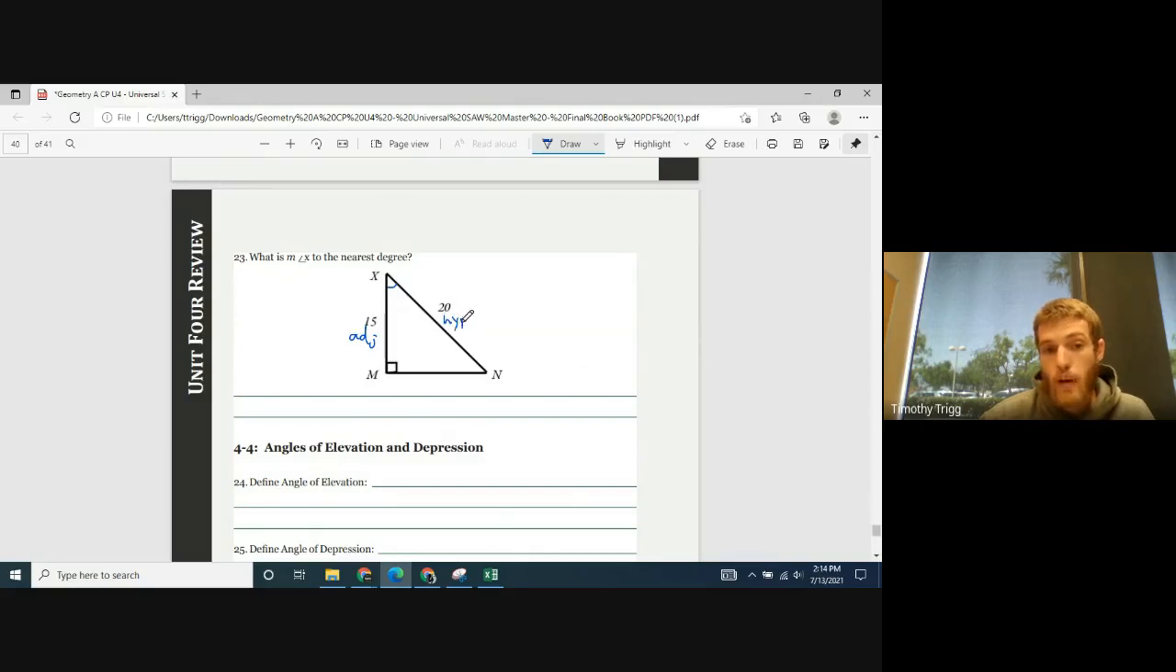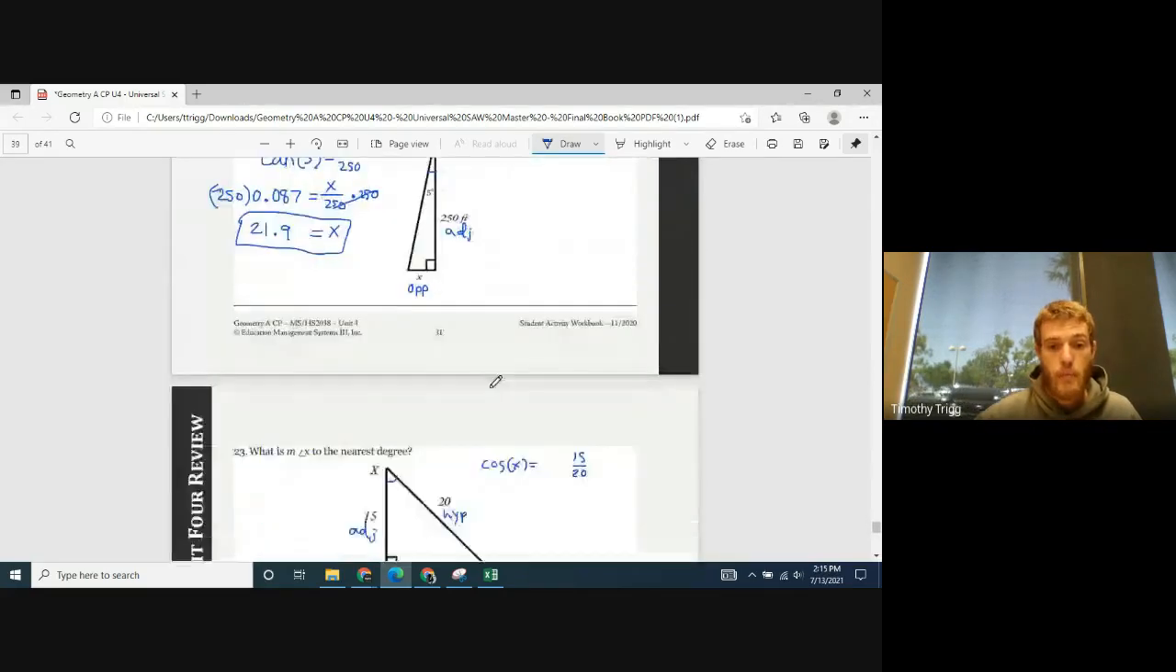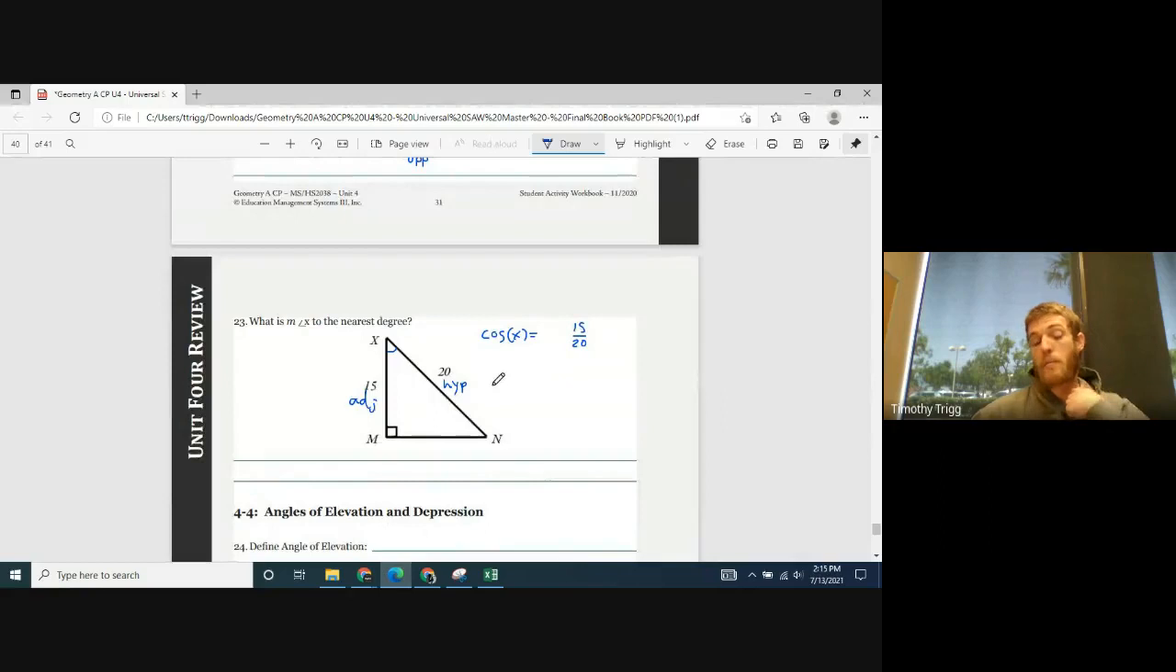So which trig function involves adjacent and hypotenuse? Well, that would be cosine. So we would write cosine of x equals, and I'm going to leave a little bit of space here, but it's going to be adjacent over hypotenuse, which is 15 over 20. Remember, cosine is adjacent over hypotenuse. So this involves adjacent hypotenuse. It tells me I'm going to use cosine.